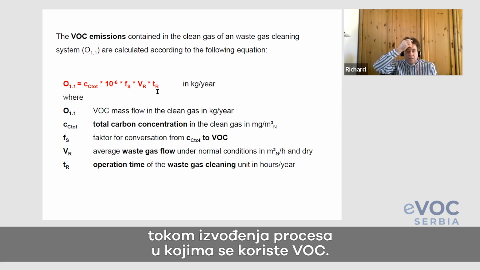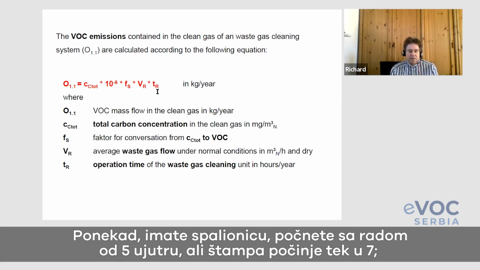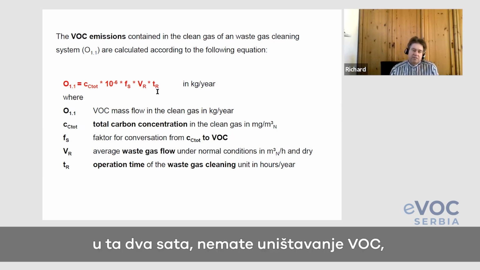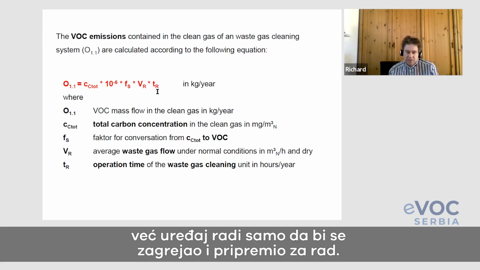times where VOC emission processes have been taking place. In other words, for example, it can happen, you have a thermal oxidizer and you start in the morning, maybe 5 o'clock, but the operation of the printing takes place maybe at 7 o'clock. So in those 2 hours, you have no destruction of VOCs, because it is just to make this waste gas abatement hot and ready for the operation.